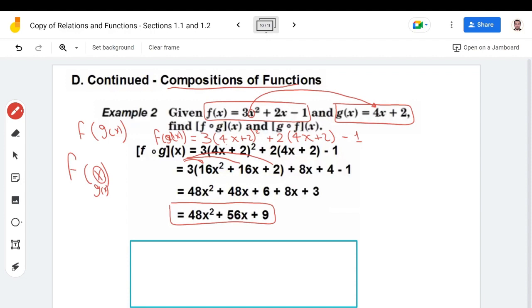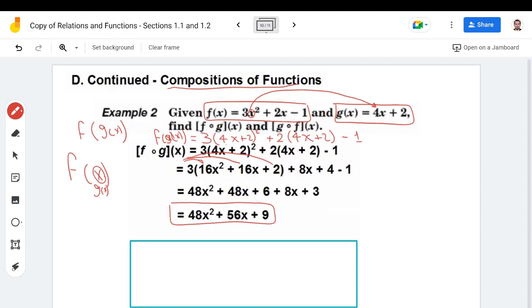Okay, can you find for me the g of f of g of f of x? Yes. Sorry. Can you find it for me? This one? Can you find it now?